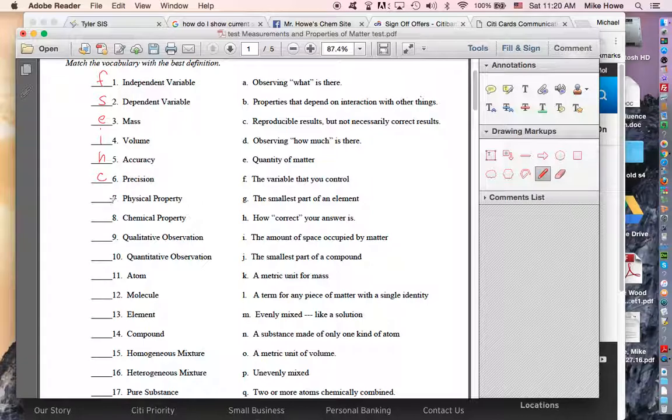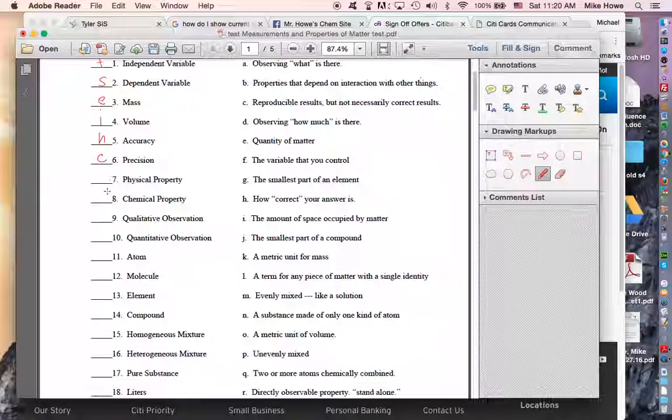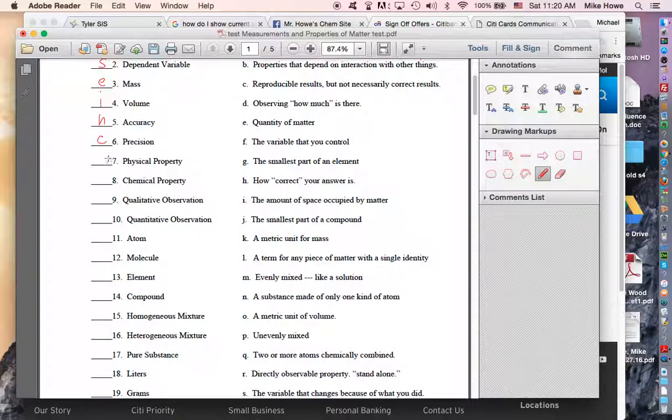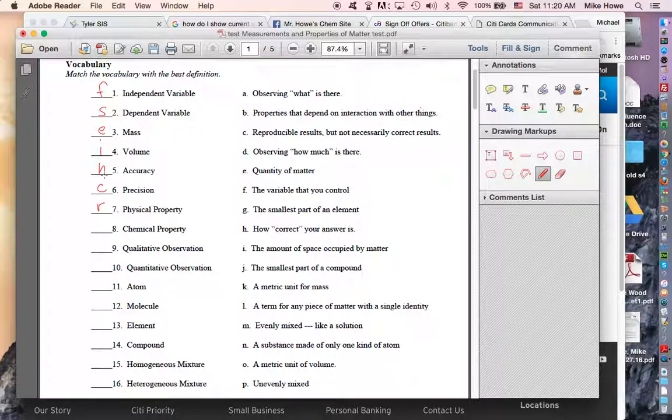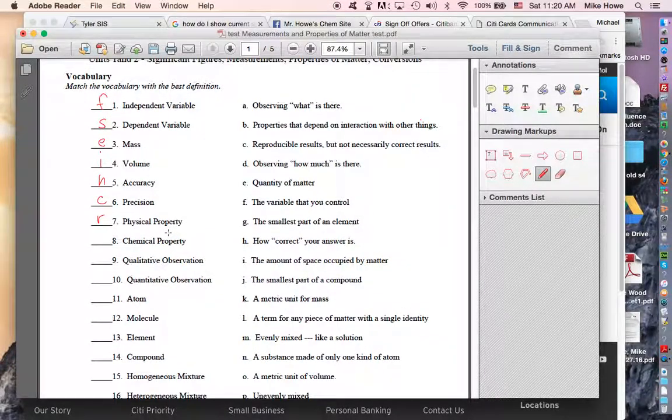A physical property, number 7, is something that's a standalone property. You can just tell by looking at it or directly measuring it. Like density or boiling point, it doesn't make any difference in regard to interactions with something else. So they're kind of standalone. They are properties that don't depend on interactions with other things. So that'd be R. And a chemical property is a property that does depend on interactions with other things. So that would be, you see it there? There you go, letter B, back up at the top.